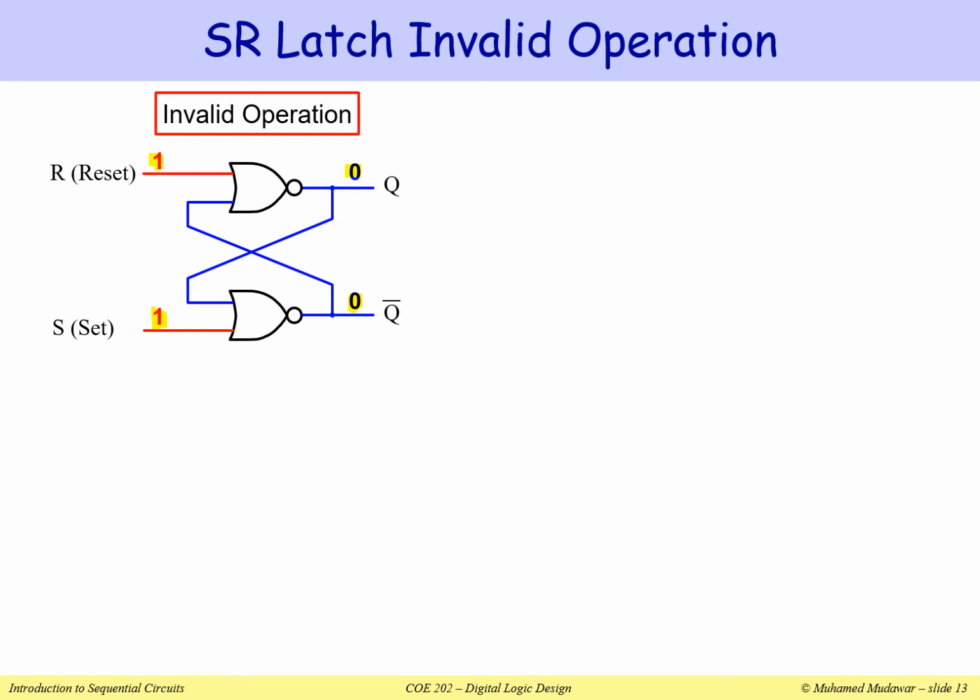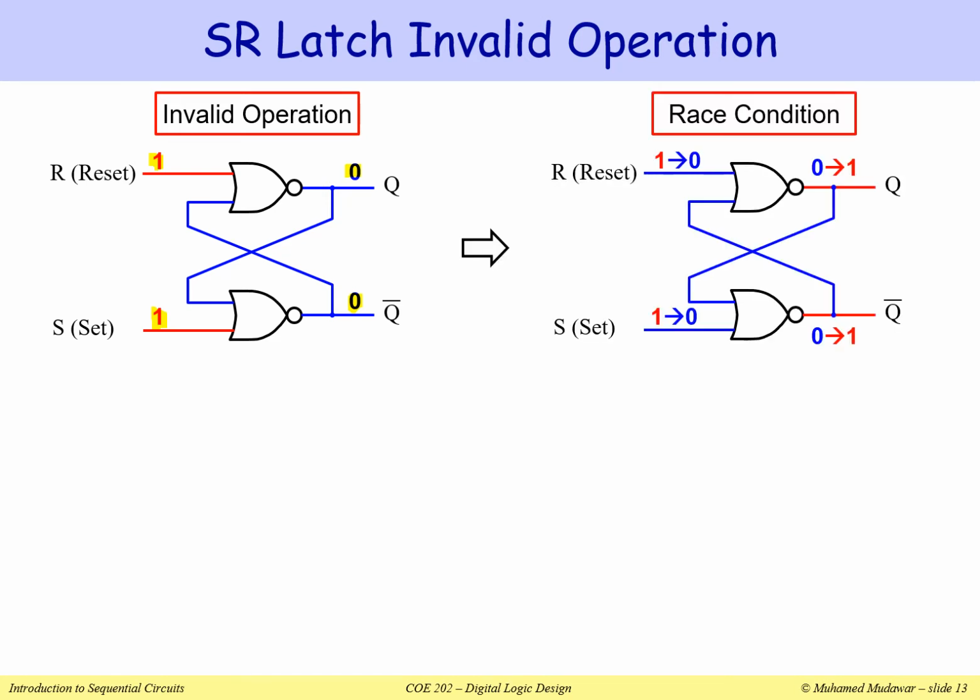same time. Now suppose that we drop the value of R and S from 1 down to 0 simultaneously at the same moment in time. So when R drops to 0 and S drops to 0, we still have Q and Q bar at 0, 0. So this will force Q to change from 0 to 1 and Q bar to change from 0 to 1 simultaneously at the same moment in time.